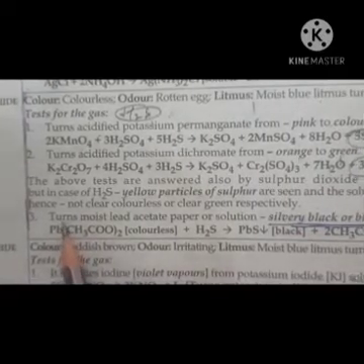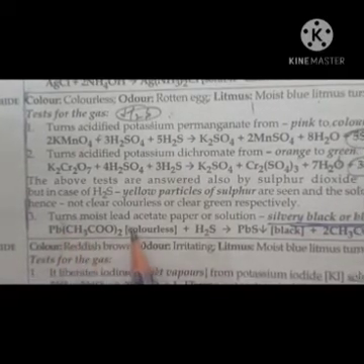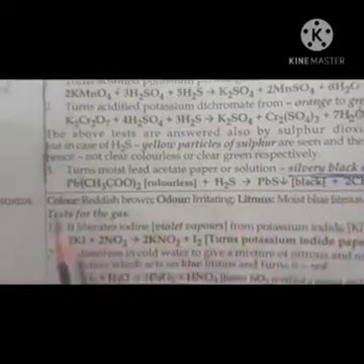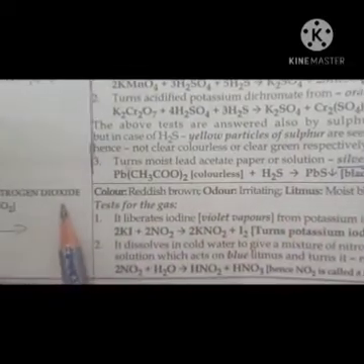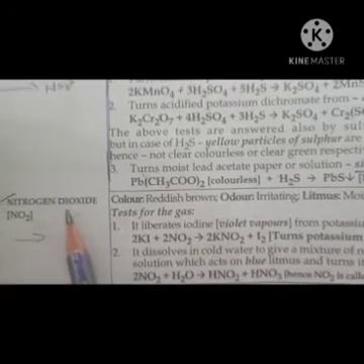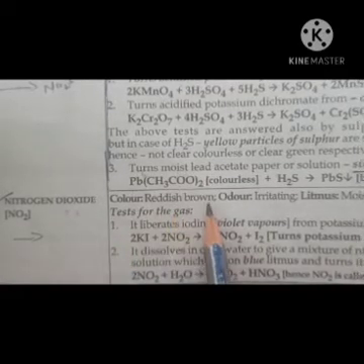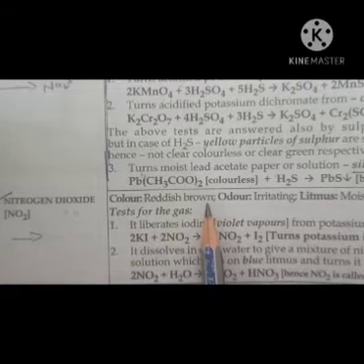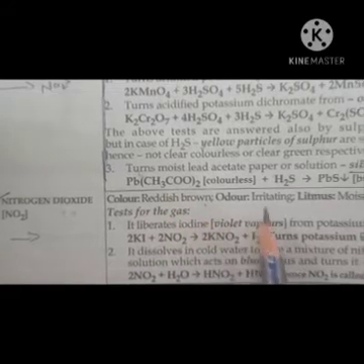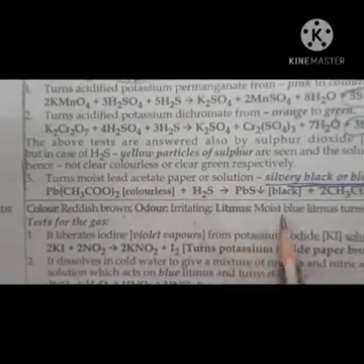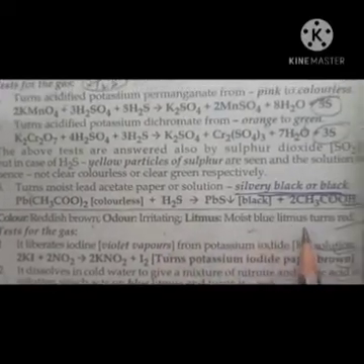That is, hydrogen sulfide gas turns moist lead acetate paper or solution silvery black or simple black. Now next is your nitrogen dioxide gas. This is another colored gas. That is, it is reddish brown in color, while chlorine is greenish yellow in color, and it has an irritating odor, and it also turns blue litmus paper to red.